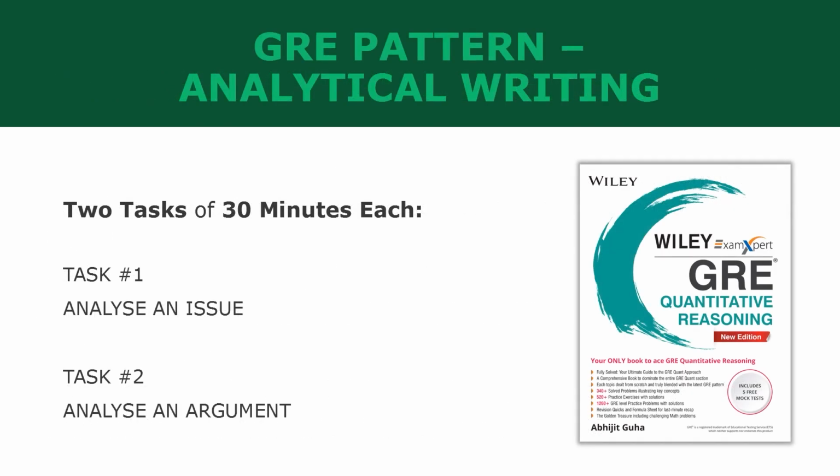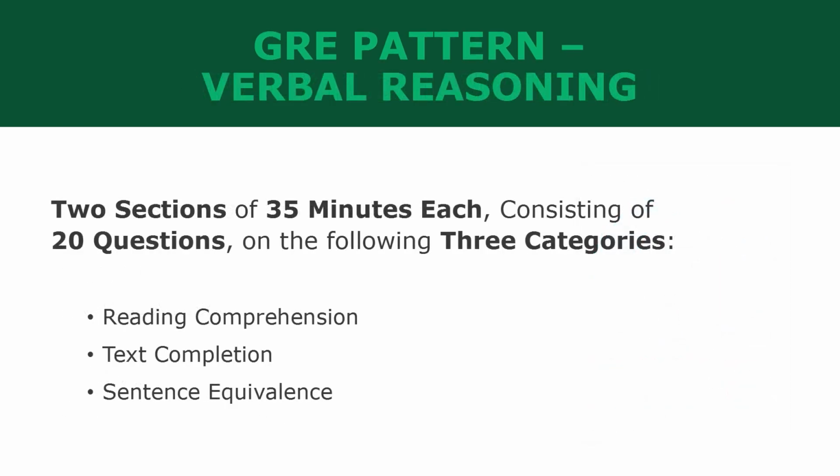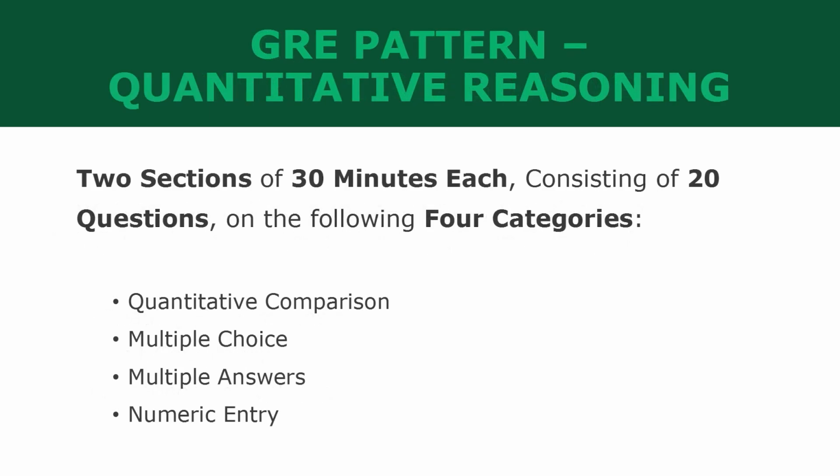Let us learn about the test pattern for AW, VR and QR in the next 3 slides, which will certainly give you an outline about the types of questions asked in the general test. In the analytical writing section, there will be 2 tasks of 30 minutes each. One to analyze an issue, and the other to analyze an argument. In the verbal reasoning part, there will be 2 sections of 35 minutes each, consisting of 20 questions on reading comprehension, text completion, and sentence equivalence. In the quantitative reasoning part, there will be 2 sections of 30 minutes each, consisting of 20 questions on quantitative comparison, multiple choice, multiple answers, and numeric entry.